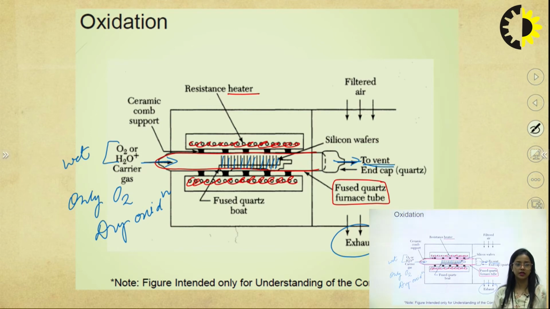And this is the overall setup where we have a quartz tube, and this quartz tube has wafers inside it, and on the top and bottom we have heaters. We allow the required carrier gas, let's say O2 or H2O, inside, and they will react with the silicon surface and form silicon dioxide. And then at the rear end we will have an exhaust pump where the unused or remaining byproducts will leave the system.